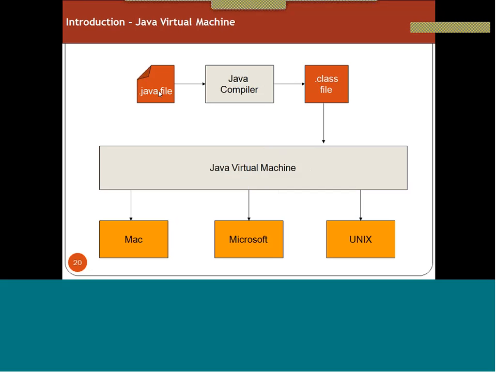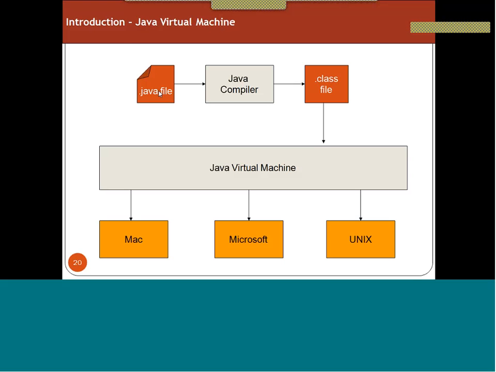So what is the Java compiler here? This is javac, what I showed you in the bin directory of the JDK. Javac will be used to compile the .java file, and in turn it will generate the .class file. This is the bytecode. That bytecode will be passed to the JVM.